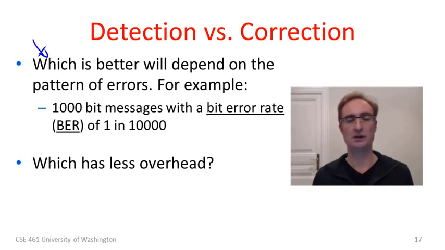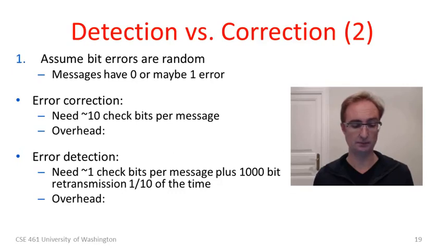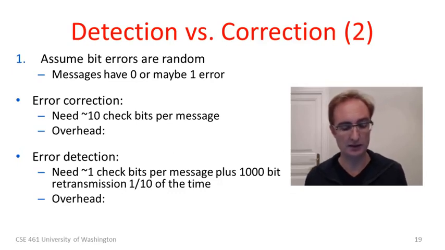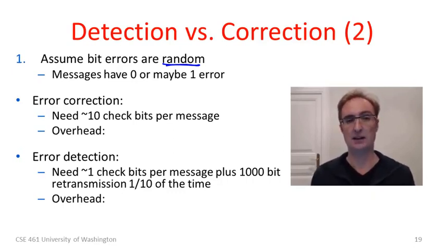Really, we would like to use the scheme which has least overhead. That will be our measure of goodness. But it turns out that we can't work it out yet. We actually need to know more about what kinds of errors would actually occur. So I'm going to posit two different models. The first model for our errors is the random one: 1 in 10,000 bits are errored at random. This means that any message is likely to have 0 or at most 1 errors. Most of them have 0.